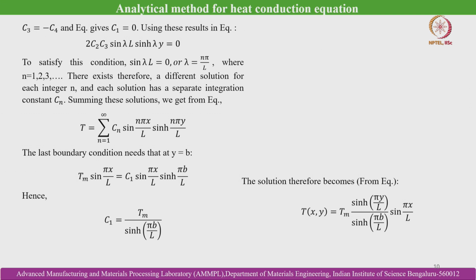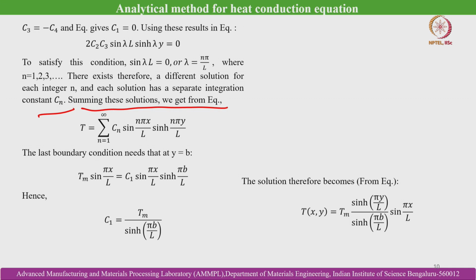To satisfy this condition, sin delta L is equal to 0, or delta is equal to n pi by L, since sin n pi is equal to 0, where n can be any value 1, 2, 3. Therefore, there is a different solution for each integer n, and each solution has a separate integration constant C n. Summing these solutions, we can write the following expression: temperature T is equal to summation of n is equal to 1 to infinity C n sin n pi x by L sin hyperbolic n pi y by L.